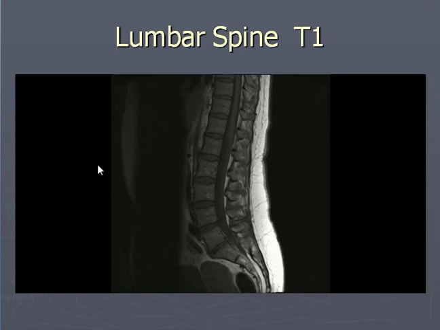Lumbar spine, this is a T1 weighted image. You can see the vertebral bodies, the intervertebral discs, and on the back of this is a bright or hyperintense thick layer. This is the fat layer on the back. You can see the spinal cord and CSF, which is dark. So this is a T1 weighted image showing the image quality present in T1 weighting.